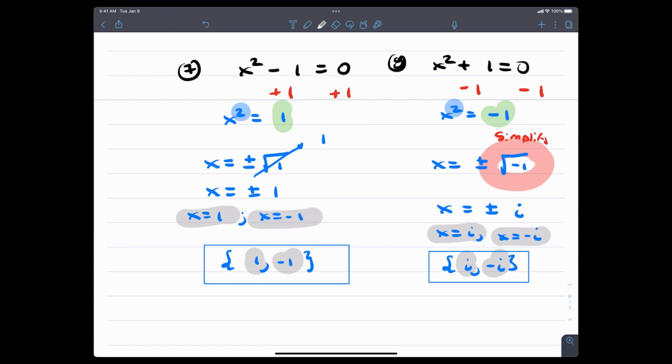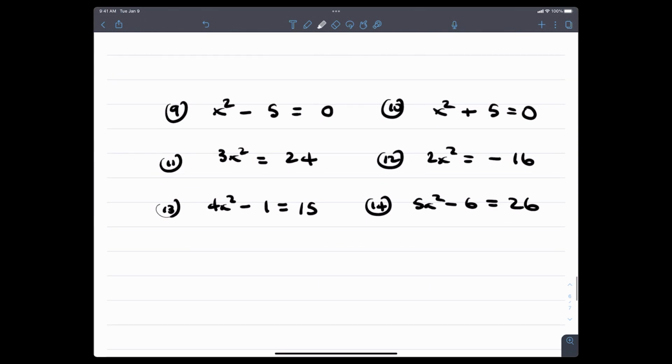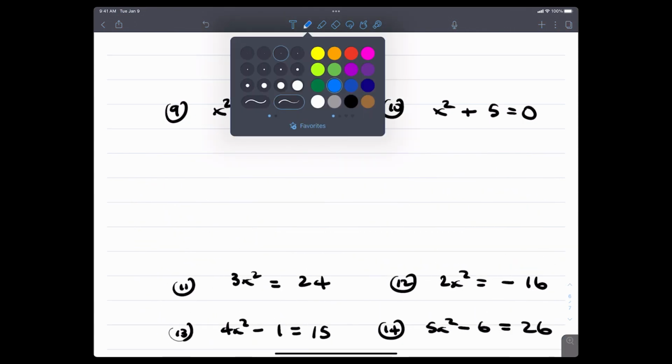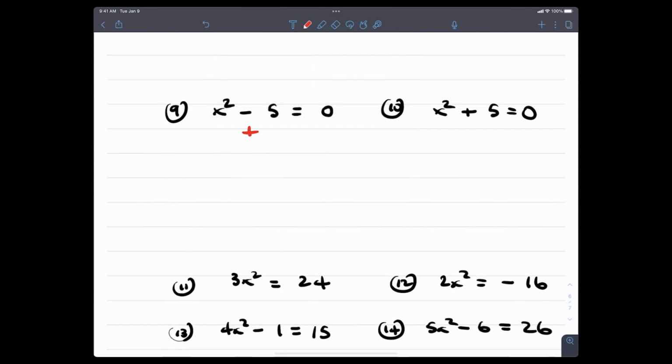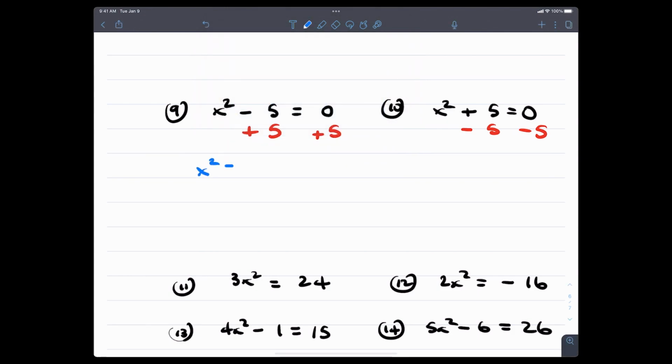Did you guys get these answers? What do you guys think? Is that easy? Let's see about these. These are some of my favorite. What do you do here to get x squared by itself? Add 5 to both sides. What do you do over here? Subtract 5. What do you get now? x squared's positive 5. What do you get here? x squared's negative 5.